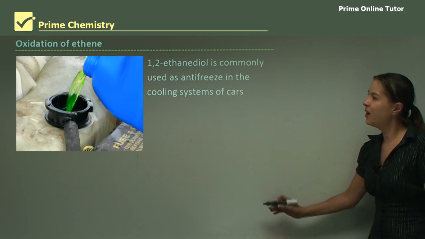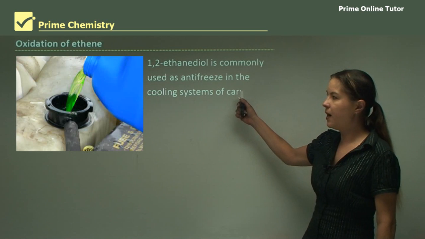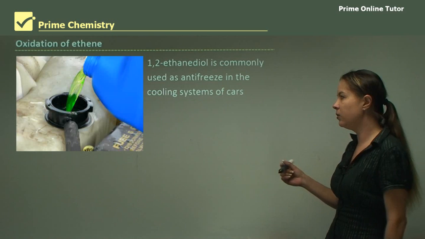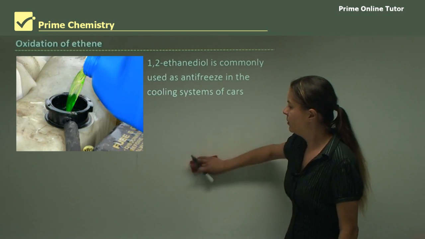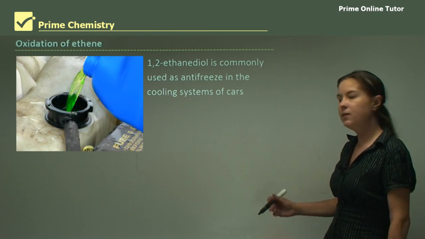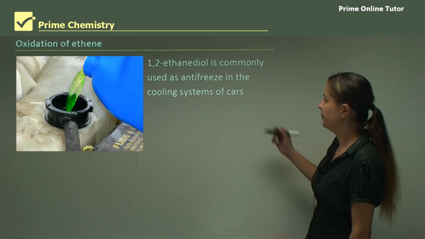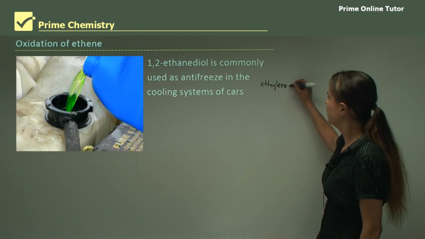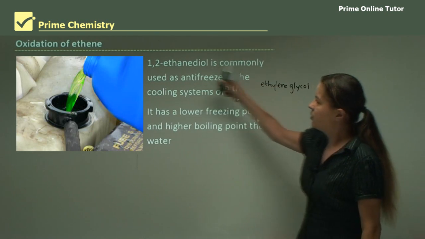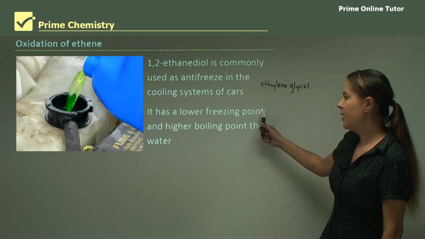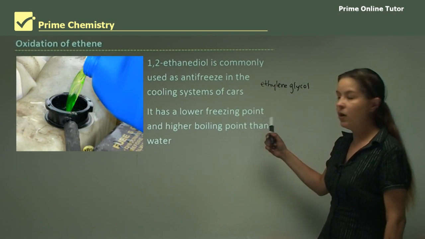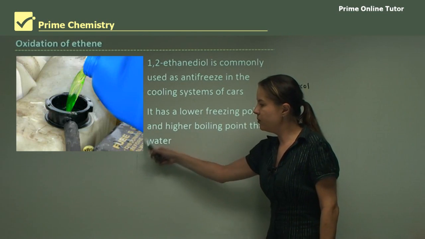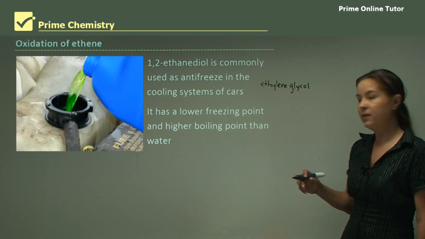So here we are with ethylene glycol. It's an antifreeze and it's used in car radiators. Now we don't really need ethylene glycol here in Australia because it doesn't get cold enough. But overseas where it does get cold, they need to put ethylene glycol in their cars to prevent the engine heating up. Now ethane diol is simply ethylene glycol. This is just the IUPAC name for it. As I said, ethylene glycol has a lower freezing point and a higher boiling point than water. So it allows the water in the radiator to not freeze.